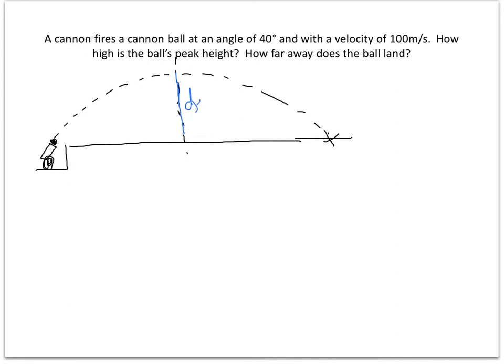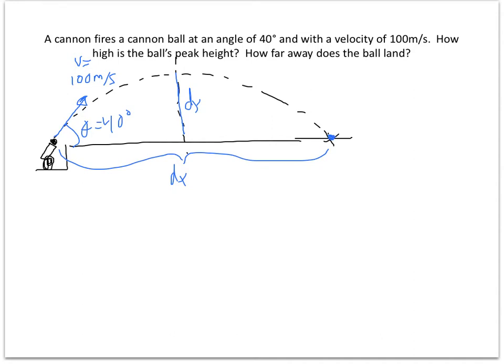I have a velocity coming out of the cannon of 100 meters per second. That's my v, just v. And my angle is 40 degrees. And if I look at this, this is my total displacement dx.